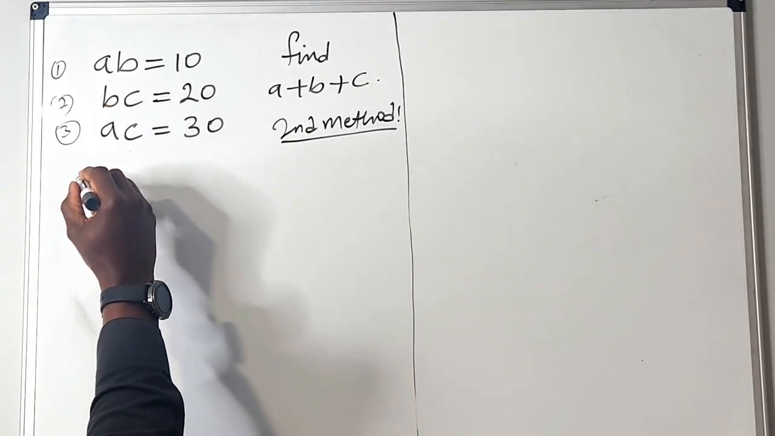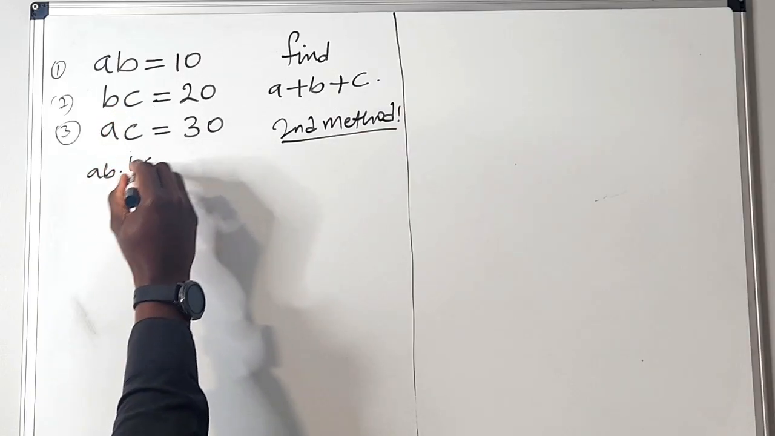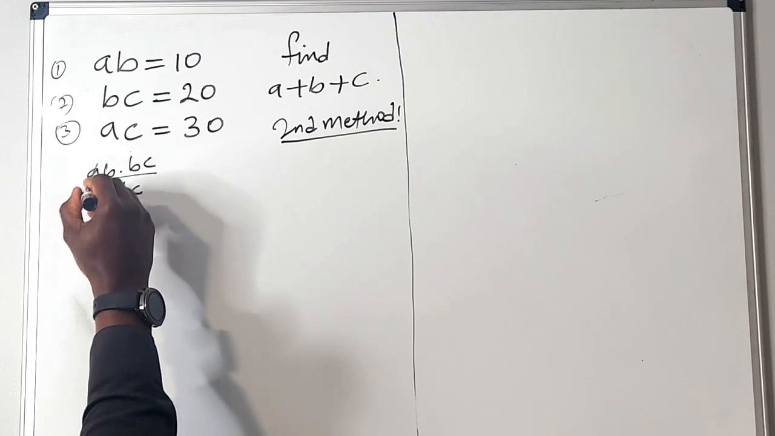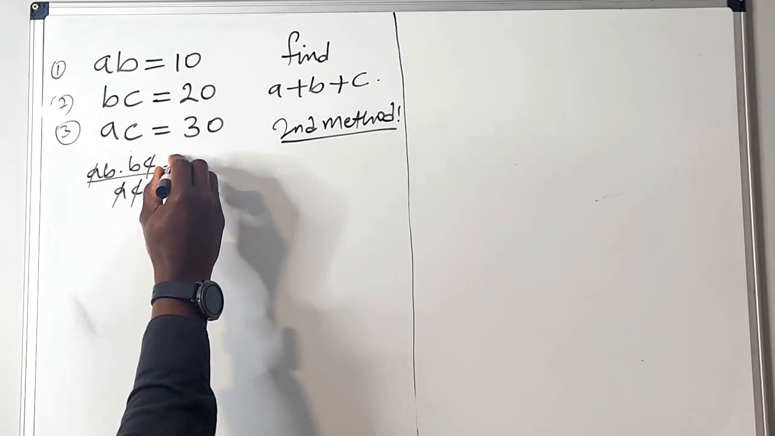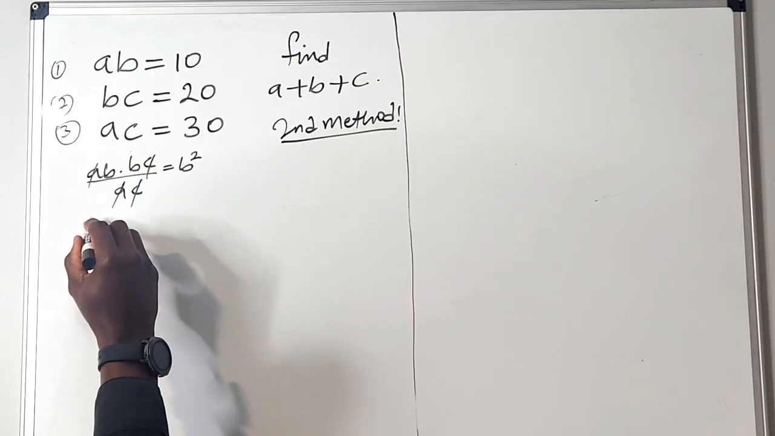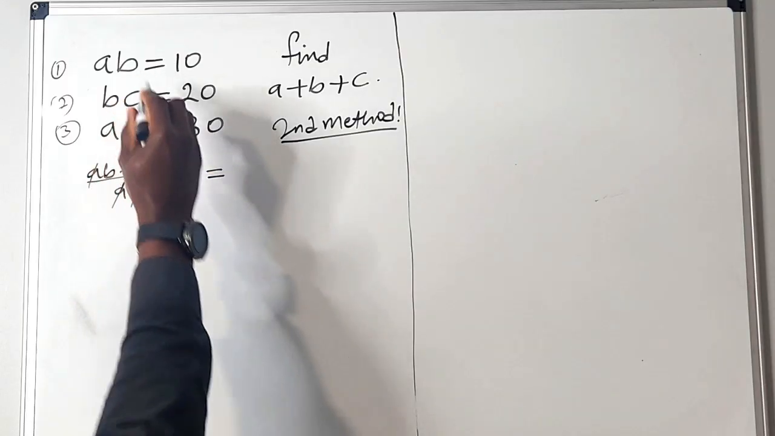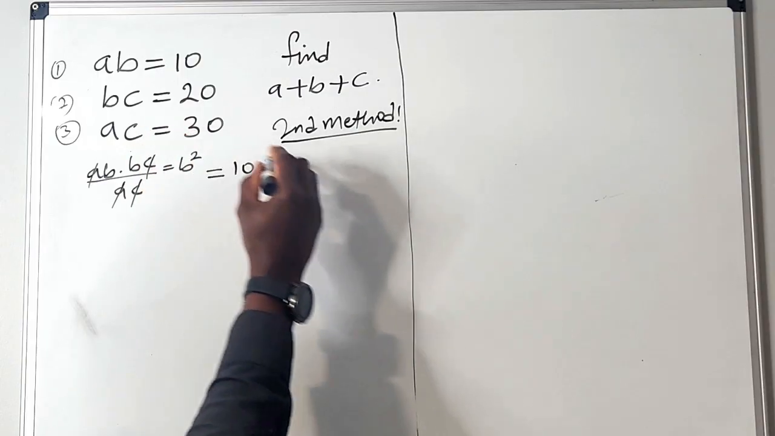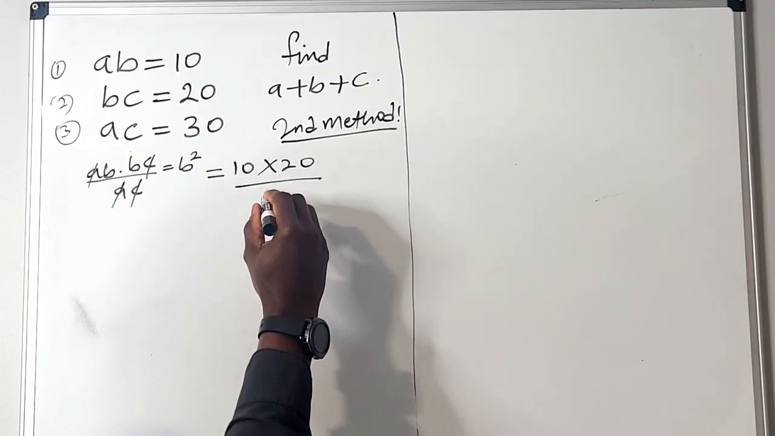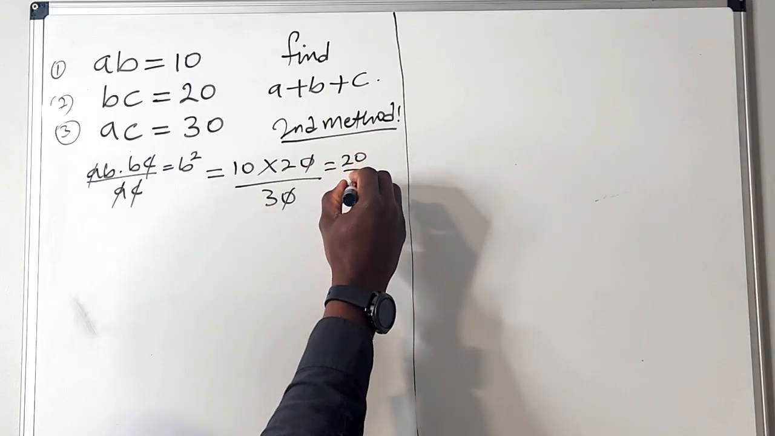Now, so we have AB times BC over AC. If we cancel these, we get B squared. Okay, let's just write this out straight away. AB is 10 times 20 divided by AC, which is 30. So we have 20/3. Okay.